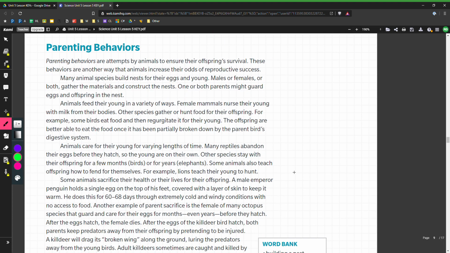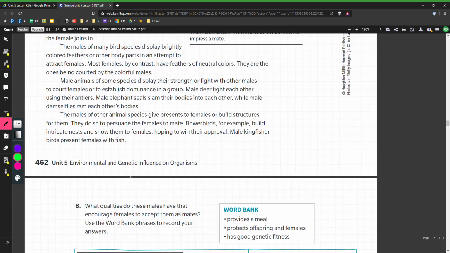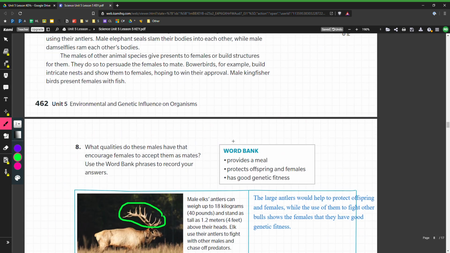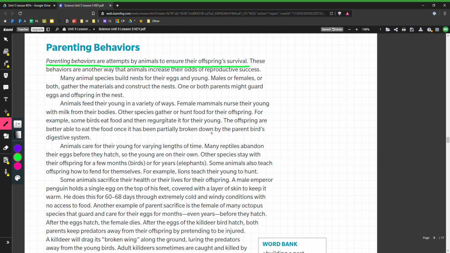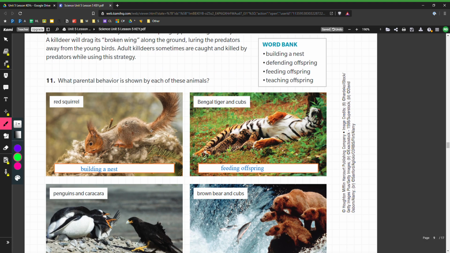Parenting behaviors. So now we're talking about, these were courtship behaviors. Now we're doing parenting behaviors. Parenting behaviors are attempts by animals to ensure that the offspring survives. So animals have behaviors that help them find mates, right? And then once they have mated, they have behaviors that help them raise their young. So we have these different animals.